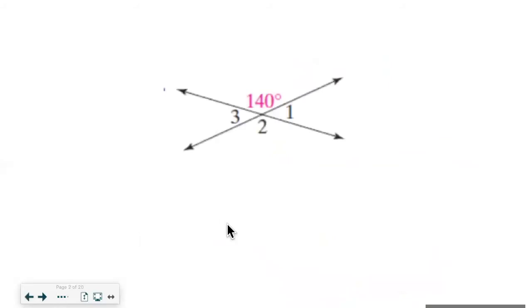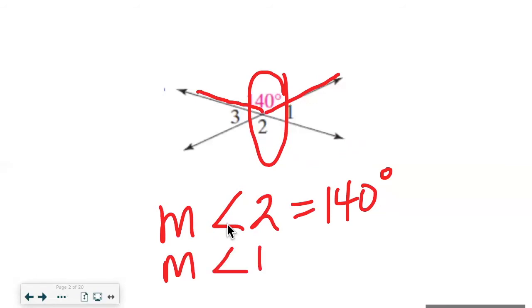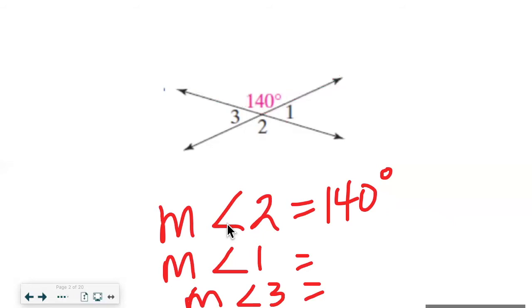So now let's say we have one measurement of the four angles. Well, then you can calculate the other angles. First of all, if this is a 140-degree angle and it is vertical to angle 2, that means the measure of angle 2 would also have to be 140 degrees. Now, we can also find the measure of angle 1 and angle 3 using what we know about supplementary angles: their sum must be 180 degrees.